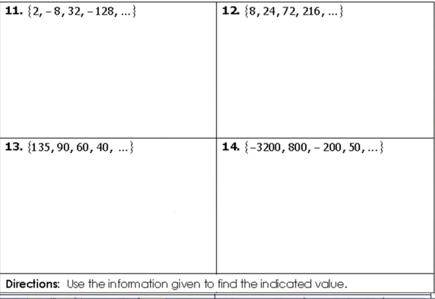All right, let's look at number 14. Negative 3,200, 800, negative 250. So what's our common ratio looking like here? Negative 1/4. So a sub n is equal to our first term, negative 3,200, times parentheses, negative 1/4, raised to the n minus 1. Again, no simplifying can be done the way that is. We technically can simplify it, and I'll show you that here in a second. Plug in 6 to find the 6th term.